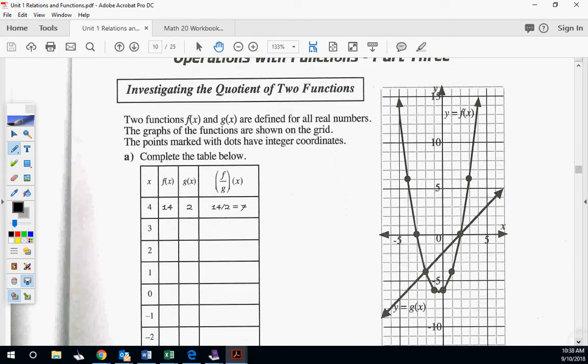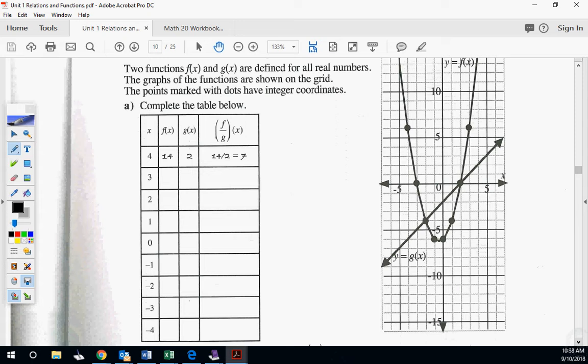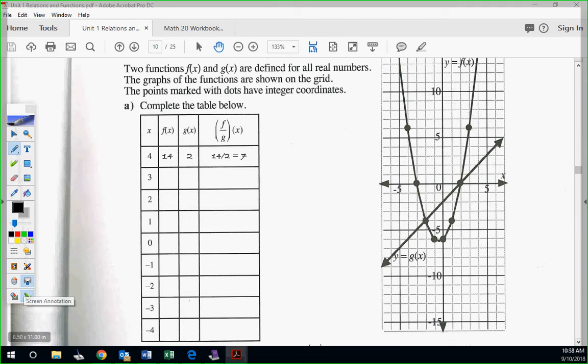So we're going to do the same thing we've done for all 3 of these lessons, and we're going to fill out a table that compares the 2 functions and how they're growing. You can help me do this because they already have it lined out for you. 14 divided by 2 is 7. So f over g of x is 7 at that point. That is a point on the new graph. So you want to go to 4, up to 7, and this is going to be a point on the f over g of x graph.